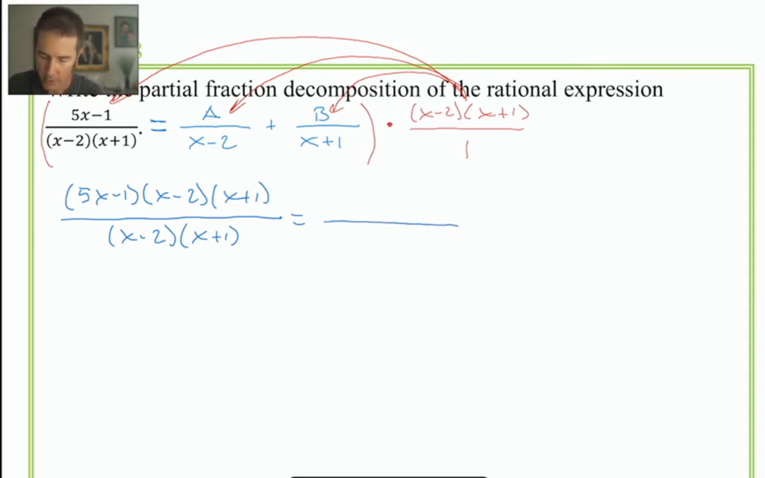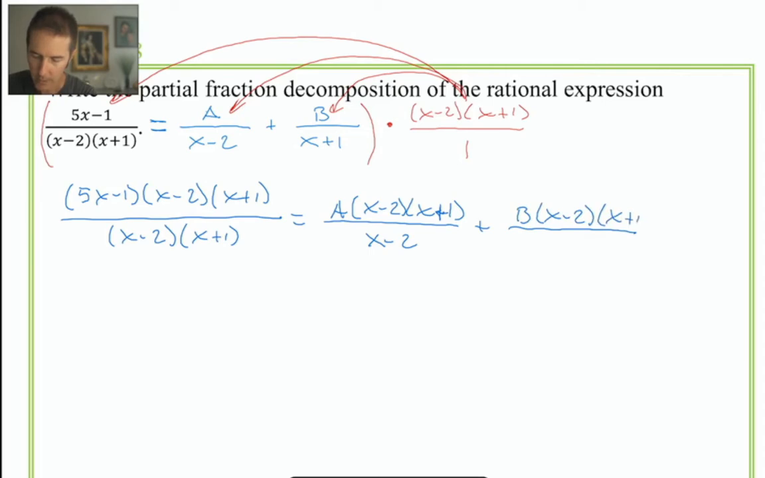In my next fraction, there was an A there, but we're multiplying in an x minus 2 and an x plus 1. And that's all being divided by the denominator that was already there, which was the x minus 2. And then in our last fraction, its numerator already had a B. We're multiplying in the x minus 2 and the x plus 1, all divided by its original denominator of x plus 1.